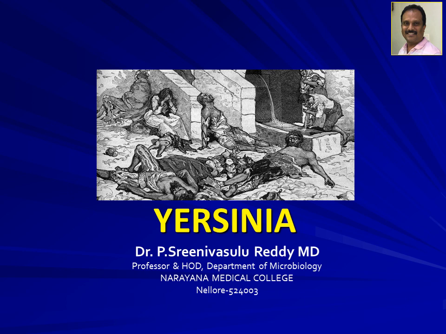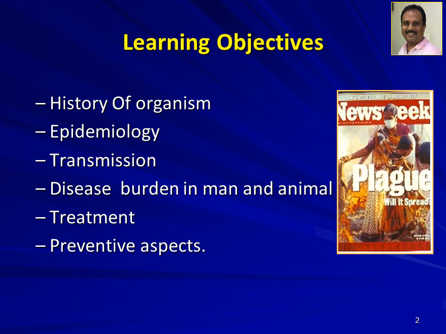This has got a long history, and it's a very important zoonotic disease. Of course, nowadays, even though the cases are not seen, it has got its own role in human health. And the learning objectives of this topic: we have to learn about the history of the organism and the epidemiological aspects of the disease. The most important aspect is the transmission of the disease, the disease burden in man and animal, and the treatment and preventive aspects of the disease.